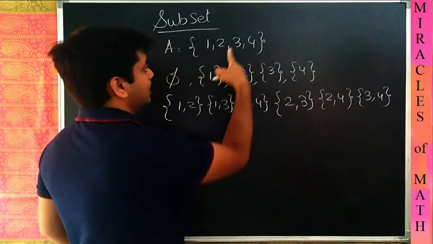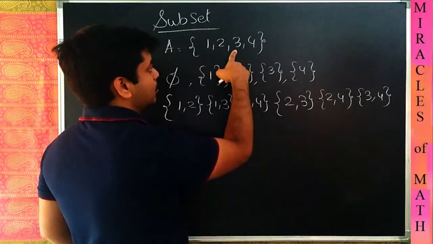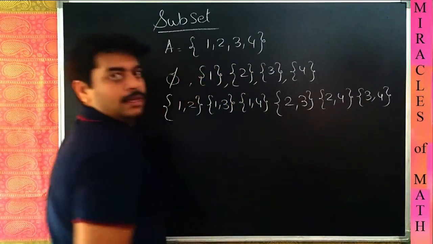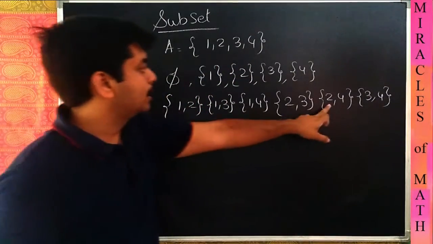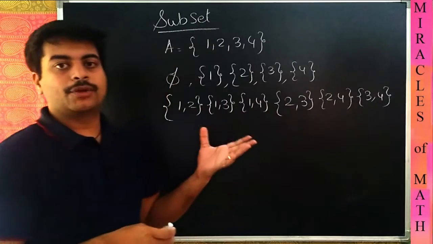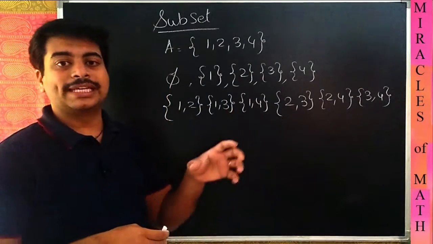So 2, 3, 2, 4. 3, 1 it is there. 3, 2 it is there. 3, 3 is not possible, and 3, 4 is here. 4, 1 it is here. 4, 2 it is here. 4, 3 here, and 4, 4 you cannot take. So these are the options taking 2 at a time.